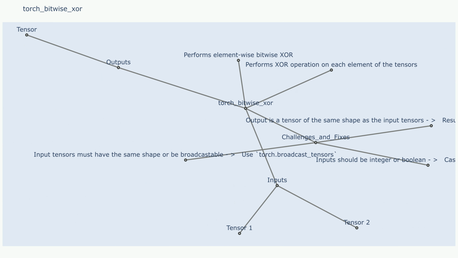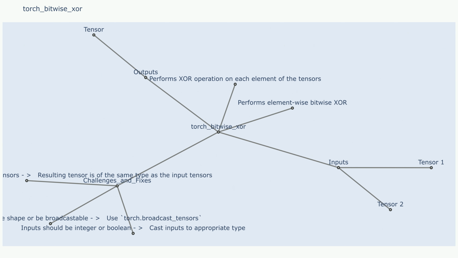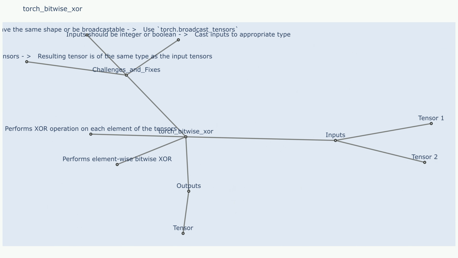Outputs. Output 1, a tensor with the same shape as the input tensors, containing the result of the bitwise XOR operation for each corresponding element. Steps. Step 1, the function iterates through each element of the input tensors. Step 2, for each corresponding pair of elements, it performs the bitwise XOR operation, producing a new element for the output tensor. Challenges and fixes.